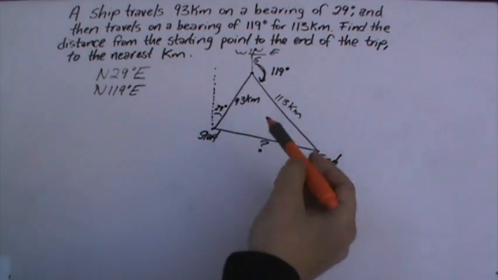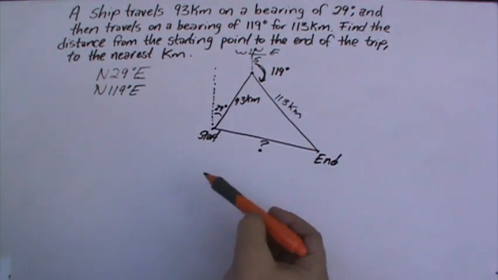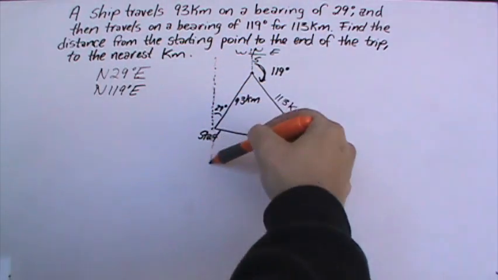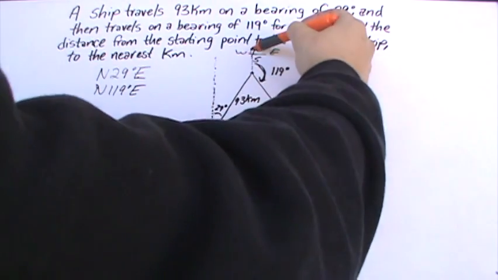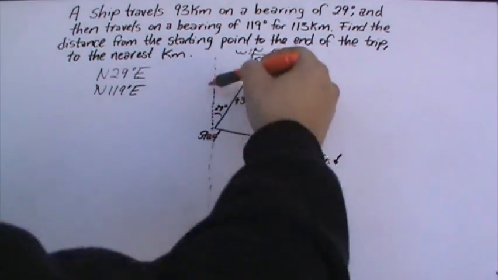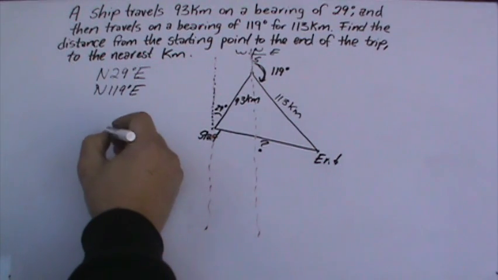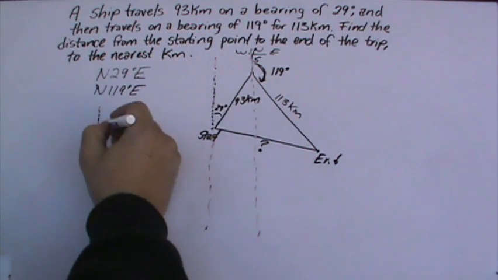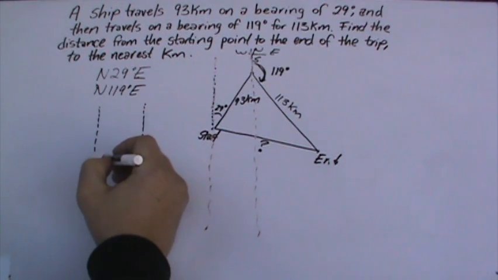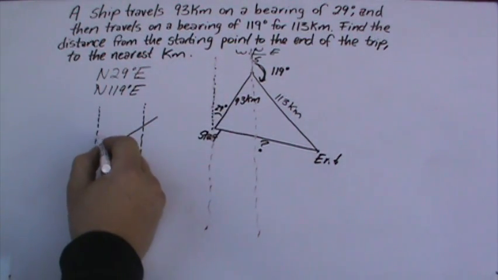So the first thing to notice is, since these are north-south lines, try to visualize it like this. You have one here and you also have one here. So these are parallel lines. So try to visualize something like this. You have this parallel line, this parallel line, and this. So this is 29 degrees.